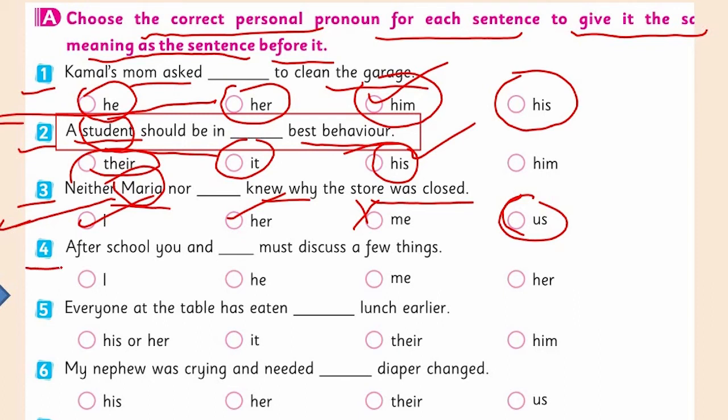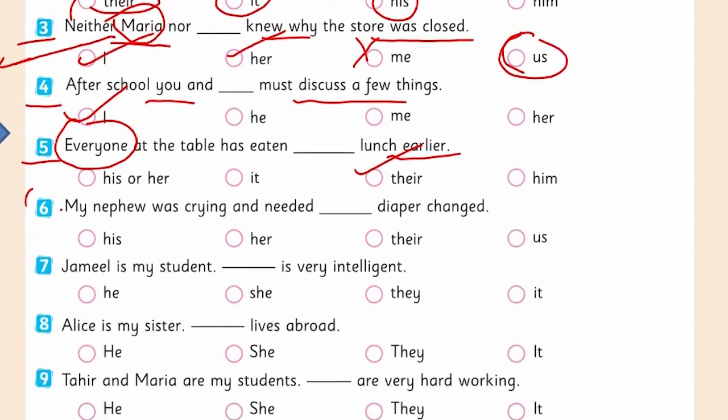Look at the fourth one. After school, you and I must discuss a few things. Yes, again, I will be the correct option. Look at the fifth one. Everyone at the table has eaten lunch earlier. Everyone here refers to the plural pronouns here. So what will be the right option here? Yes, I told you for plural we use their. Very good.